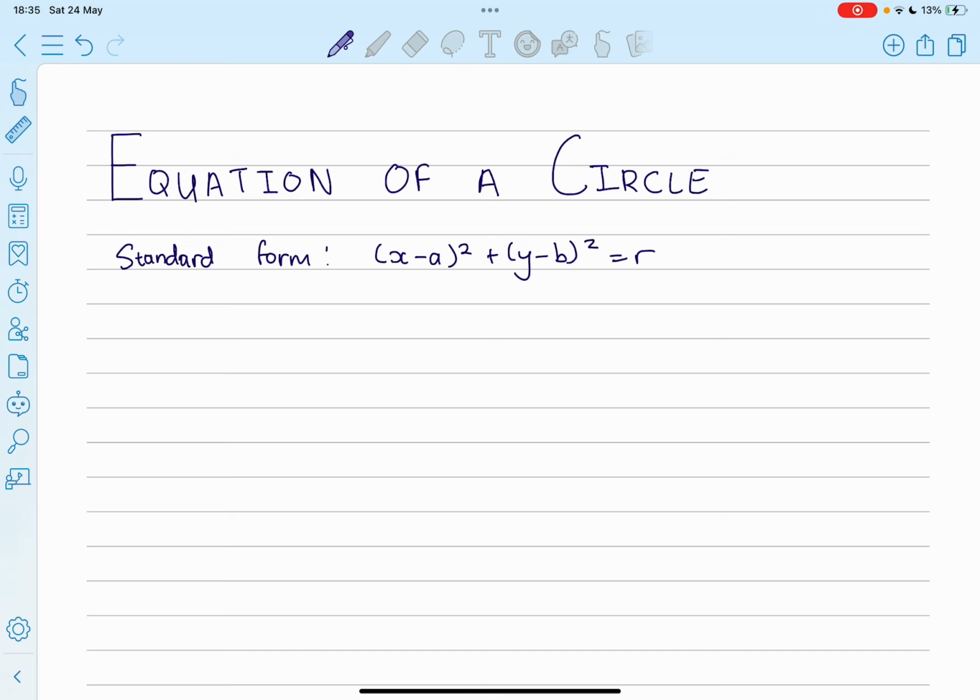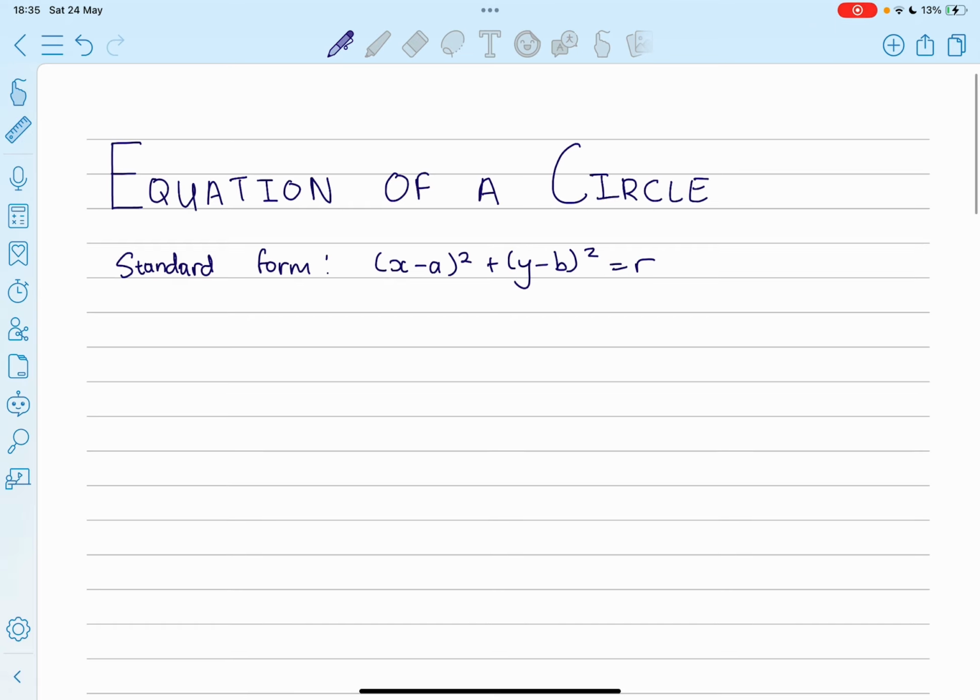In its standard form, the equation of a circle is given by (x minus a) squared plus (y minus b) squared equals r squared. And a and b would be the coordinates of the center.